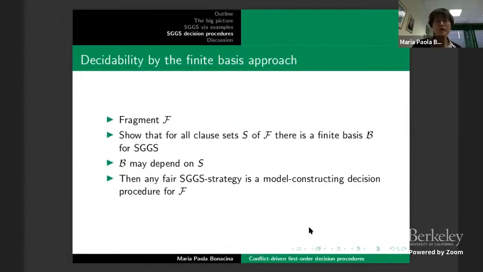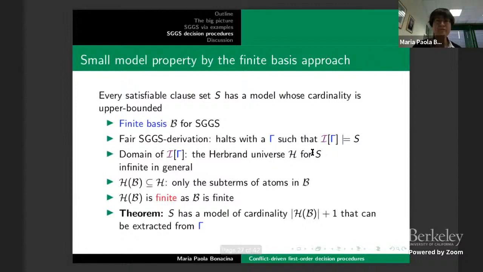Now, how to show that we have a decision procedure for a fragment? We need to show that for all sets of clauses in the fragment, we have a finite basis, which in general may depend on the set of clauses. If we manage to do this, any fair strategy will be a model constructing decision procedure for the fragment. Also, we can get the small model property for any fragment that we show decidable in this manner.